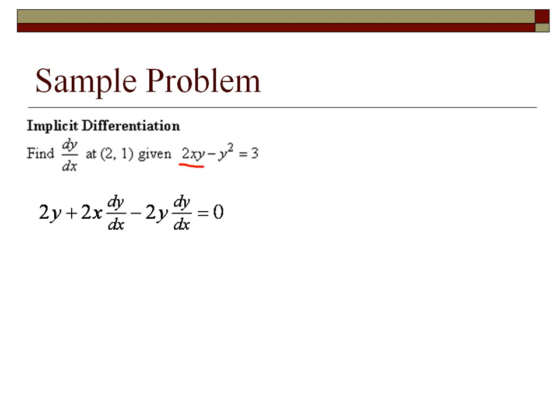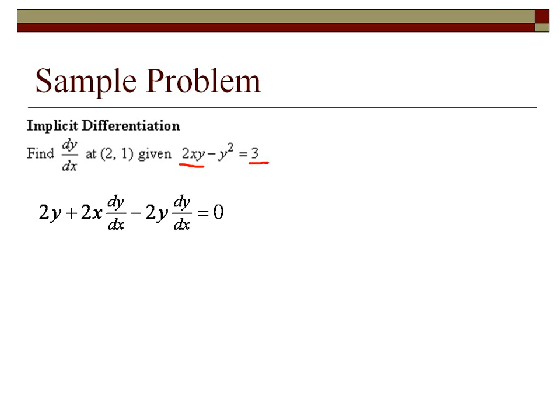So taking the derivative, I got the derivative of 2x is 2 times the second, which is y, plus the derivative of y is dy/dx times the first gives me 2x. Then I take the derivative of y squared, that's negative 2y dy/dx, and don't forget the derivative of 3 is equal to 0. It's a constant.